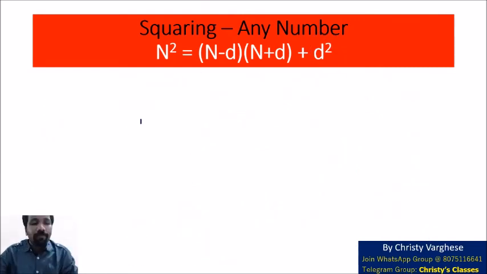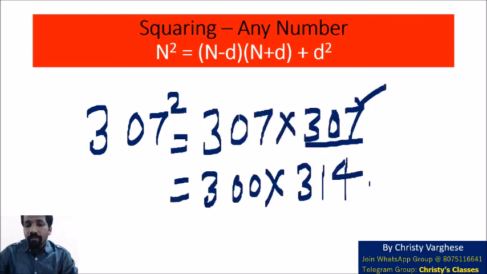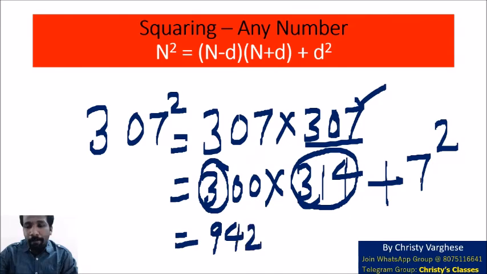So listen very carefully. For example, if it is 307 square, that is where this method will help you a lot. 307 square is near to 300. Compensation is what? 7 square is the compensation. Now this 314 into 3 is not a difficult multiplication at all. 300 into 3 is 900. 314 into 3 is 900 plus 14 into 3, which is 42. So it is 94200 plus 49. Plus 49 means you can just write 49 there.